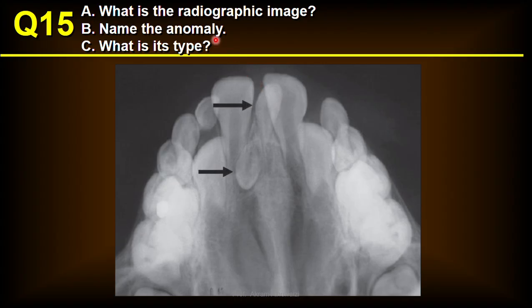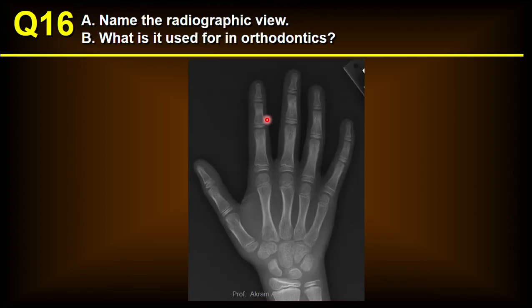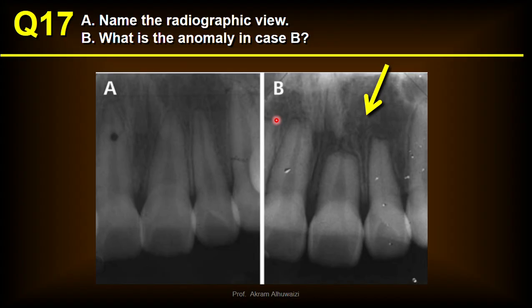What's the anomaly? Supernumerary teeth. What's the type? It's a mesiodens, a tooth that erupts in the middle of the maxillary arch. What's the radiograph? It's a wrist radiograph. What's it used for? To assess the skeletal age. Name the radiographic view. It's a periapical X-ray. What is the anomaly in B? It's root resorption.